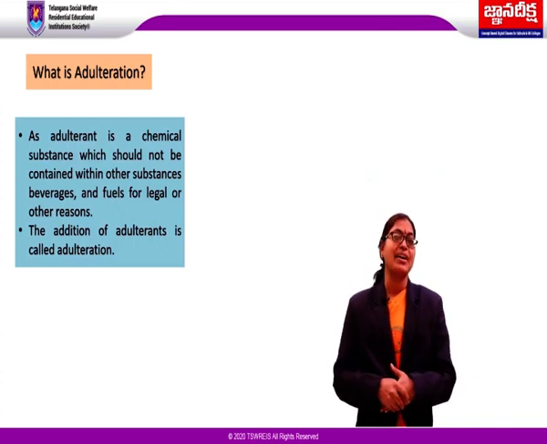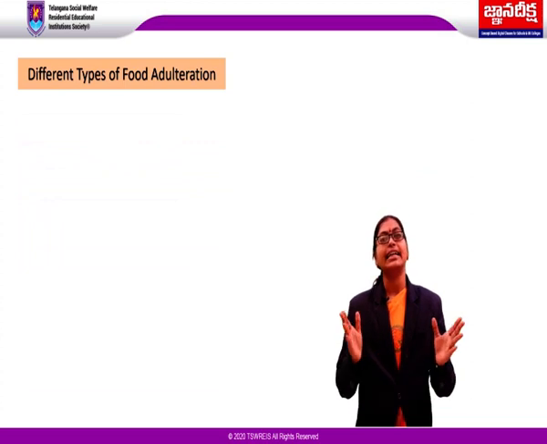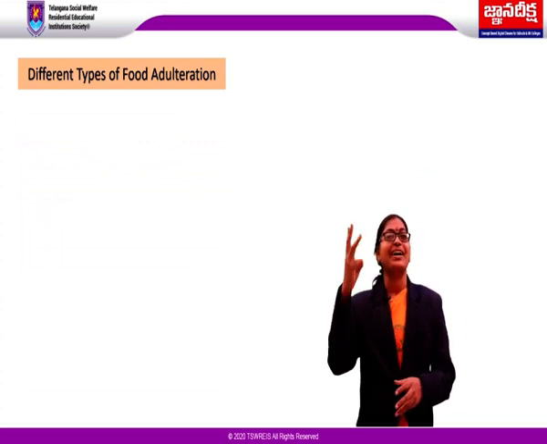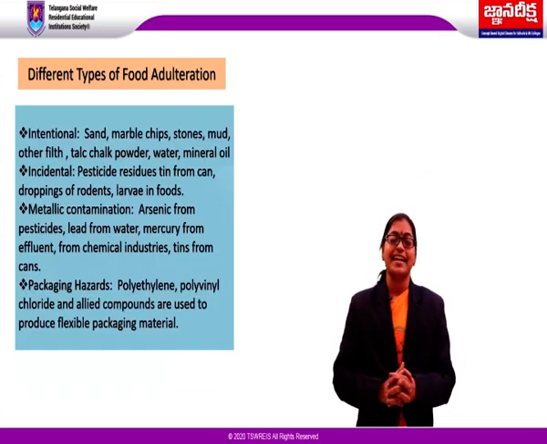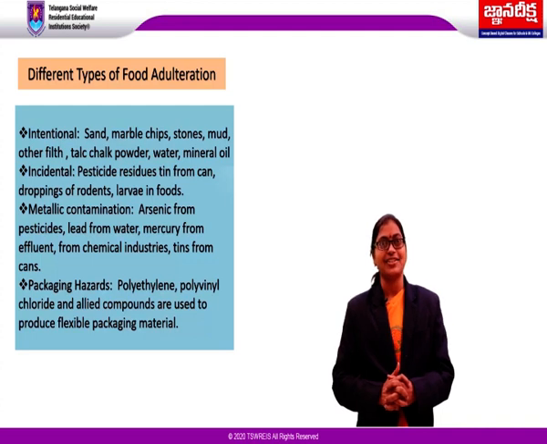So now children, we are going to know the different types of food adulterations. Generally, food adulterations are divided into 4 types, in which the first one is called intentional adulteration. What is meant by intentional adulteration?